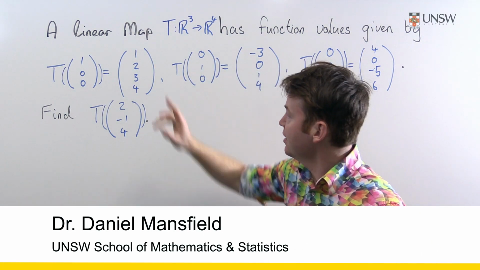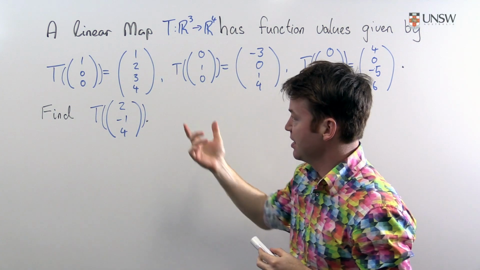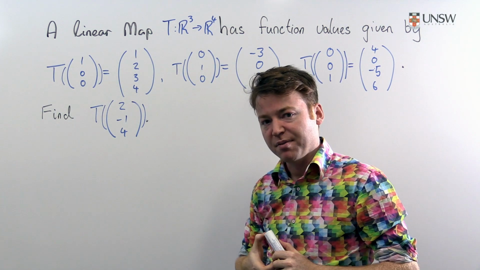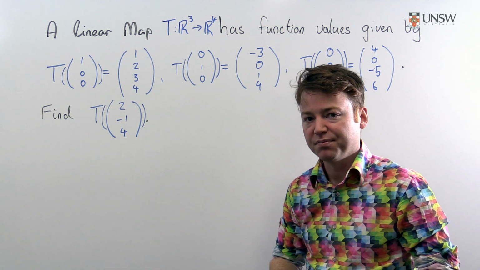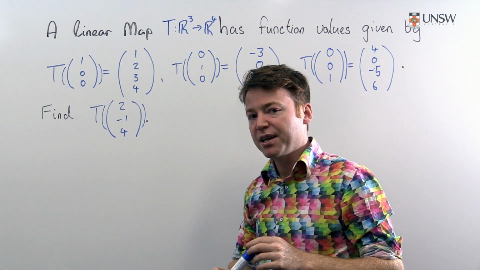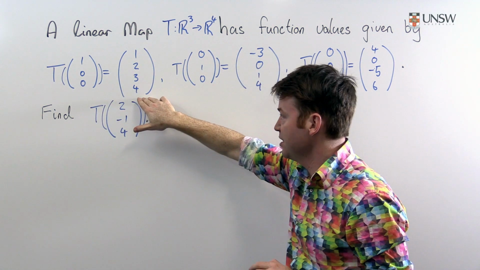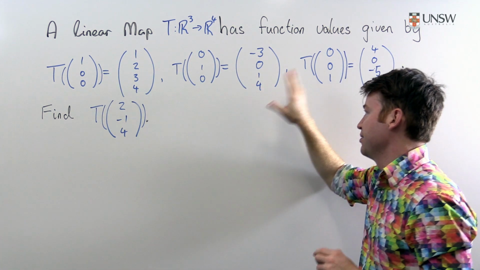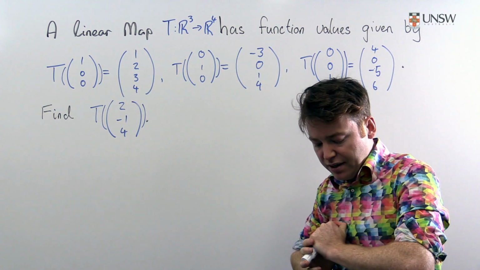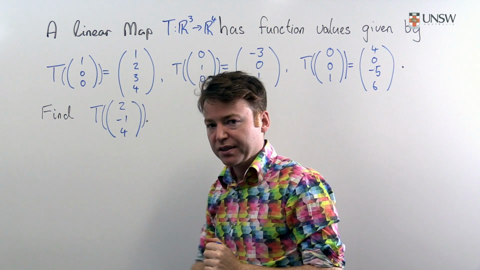In this question, we're given a linear map T from R3 to R4. So that means T takes in vectors from R3 and gives you vectors from R4. And we're also told what T does to the standard basis vectors from R3. We're told that T of the first standard basis vector is this thing, T of the second standard basis vector is that, and so on. Now we're asked to find T of a fourth point.